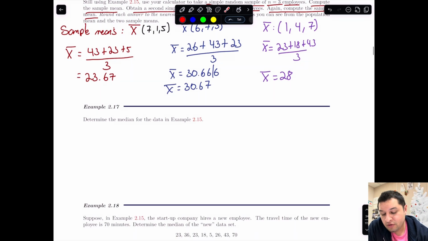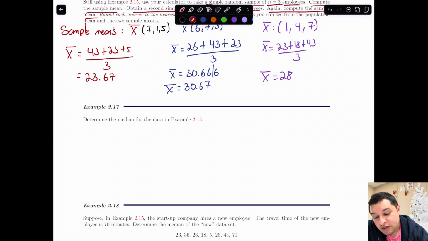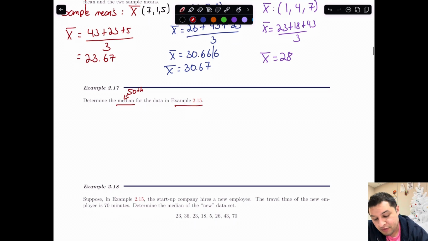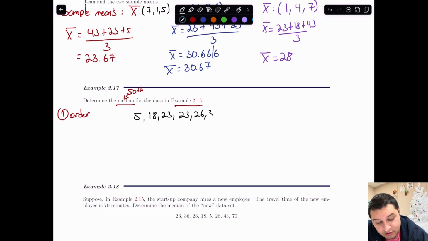All right, let's go into determining the median here. So how do we find the median of our data in the other example here? So example 2.15. So remember what the median is. The median is the middle, or AKA the 50th percentile. So the first thing we have to do is we actually need to order the data that we were given. So I've already ordered it, so I'll write it down for us. So we get 5, 18, 23, 23, 26, 36, and 43.